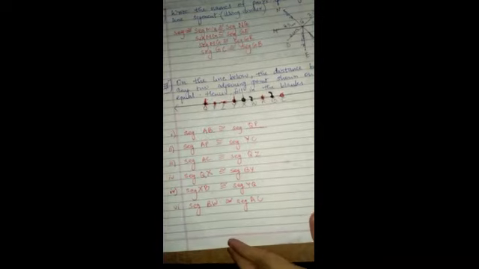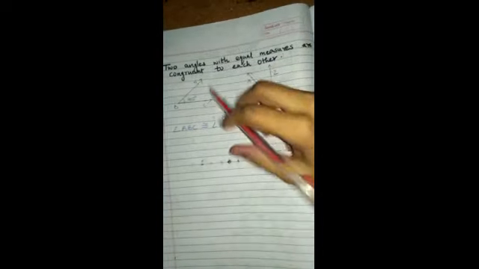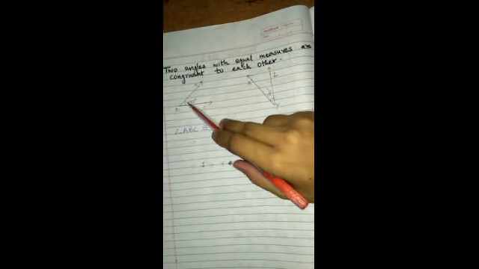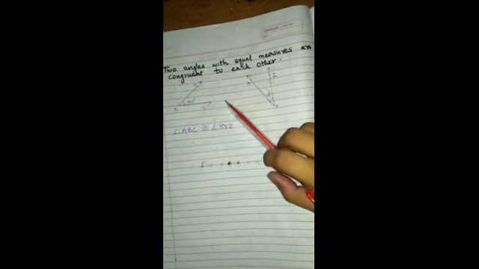Now let us see what is next. So in that practice set, only 2 questions are there. So in this manner you have to do that practice set. Now see, this is very easy. Two angles with equal measures are congruent to each other. If two angles are given and their measurements are equal, then the two angles are said to be congruent to each other.